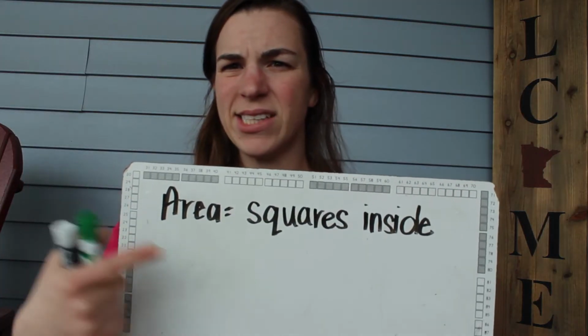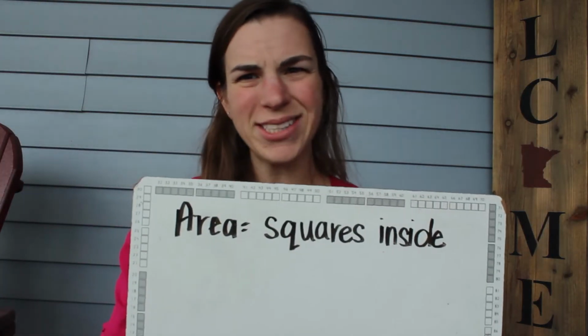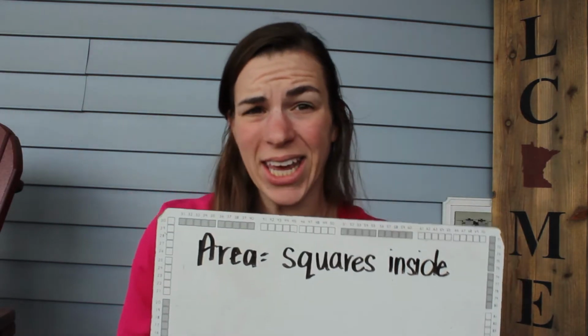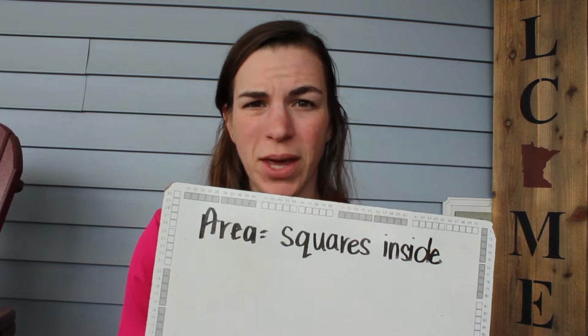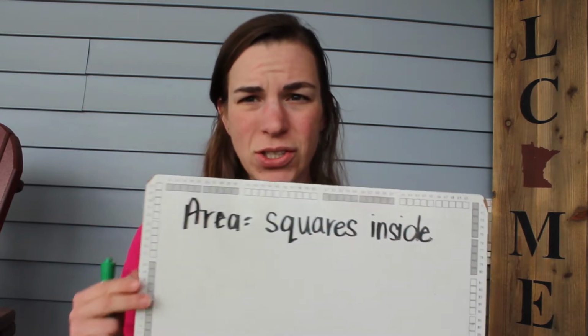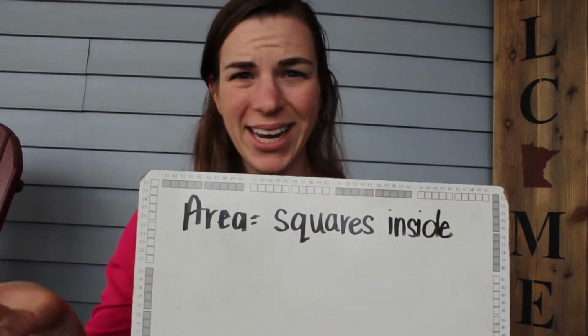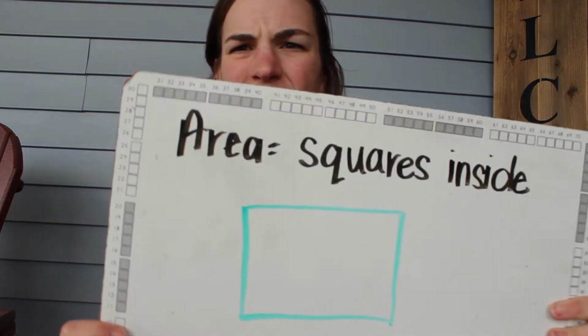Area, as I said, is the squares inside. Squares inside of what? Squares inside of a rectangle or any other polygon, but specifically we are going to work on rectangles. So area, squares inside of a rectangle. So what do we need first? We need a rectangle, right? So I'm going to draw a rectangle here. All right. Now here I have a rectangle.